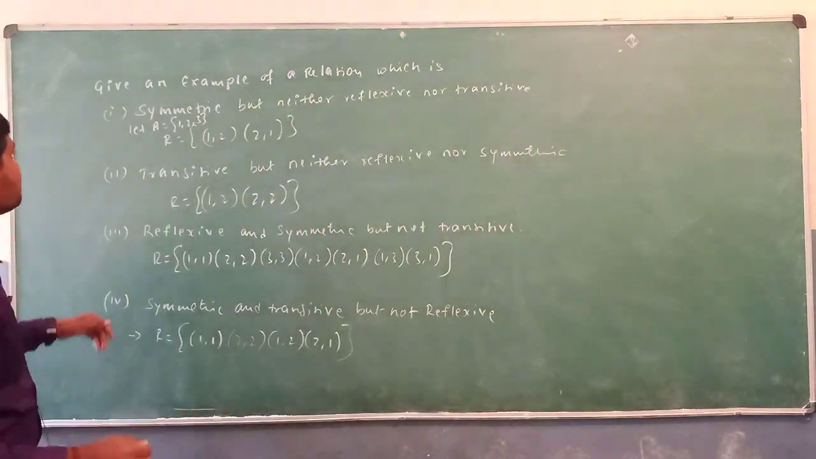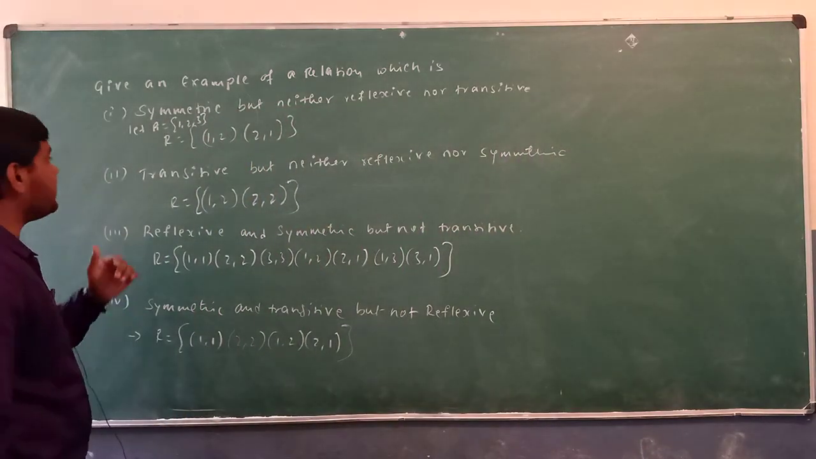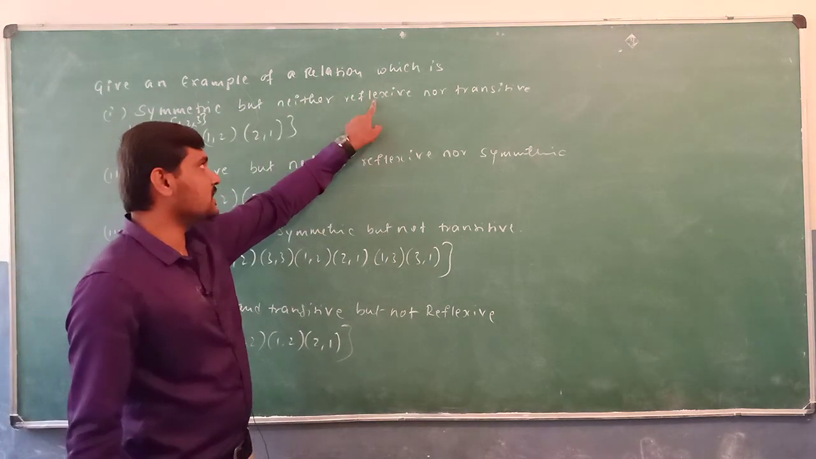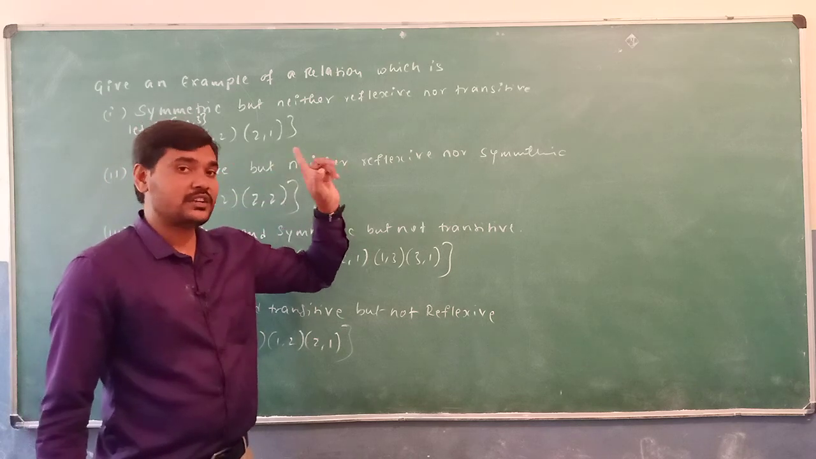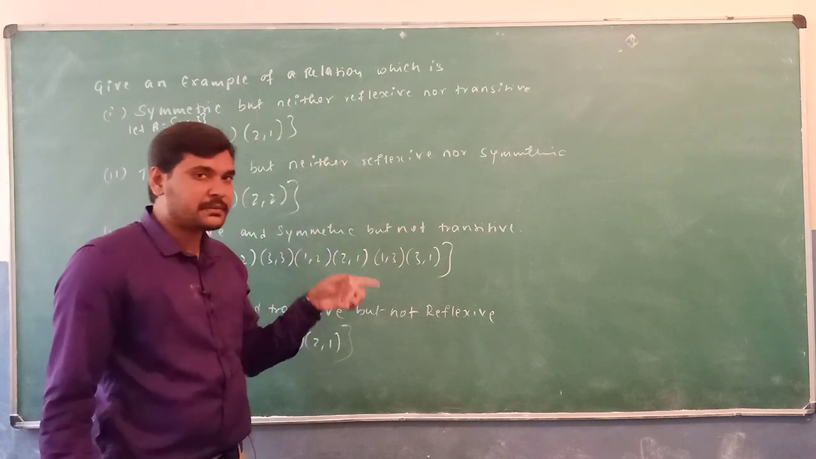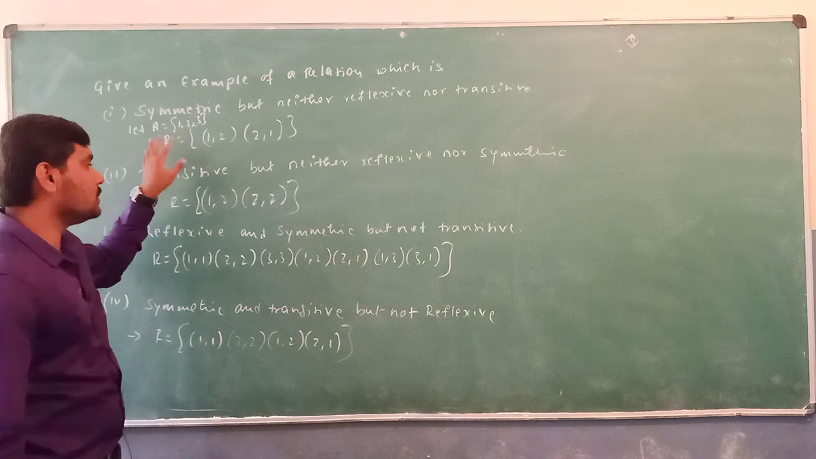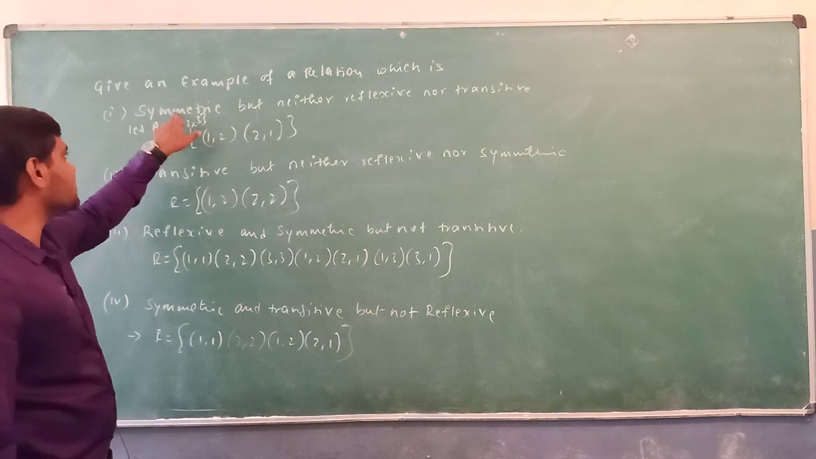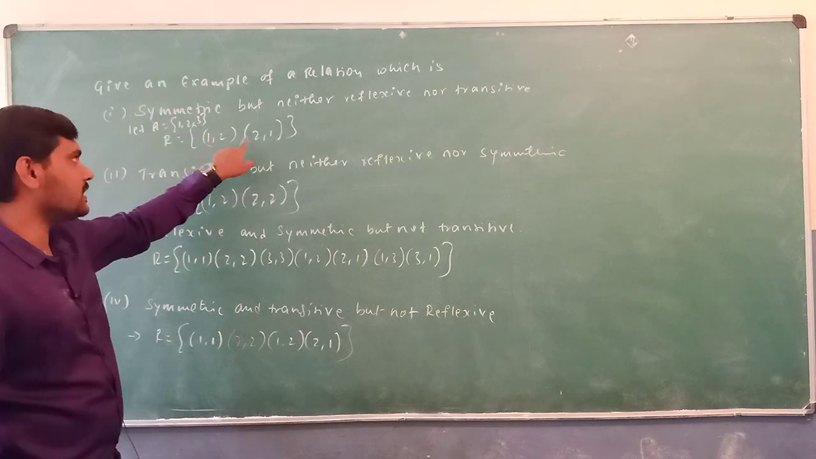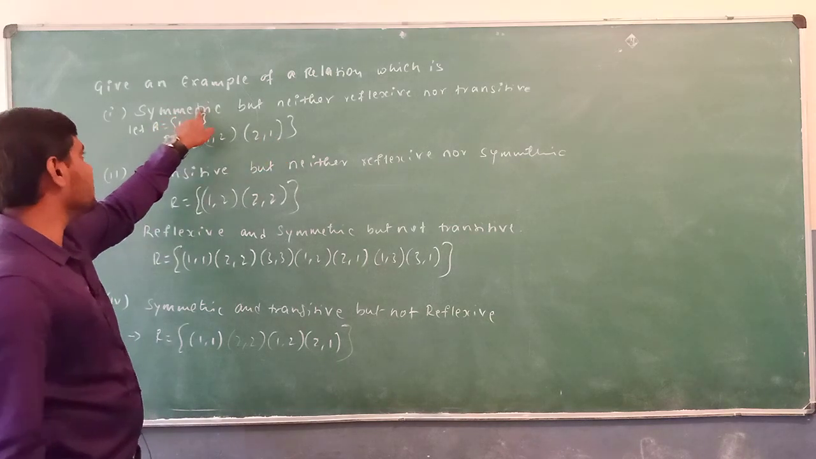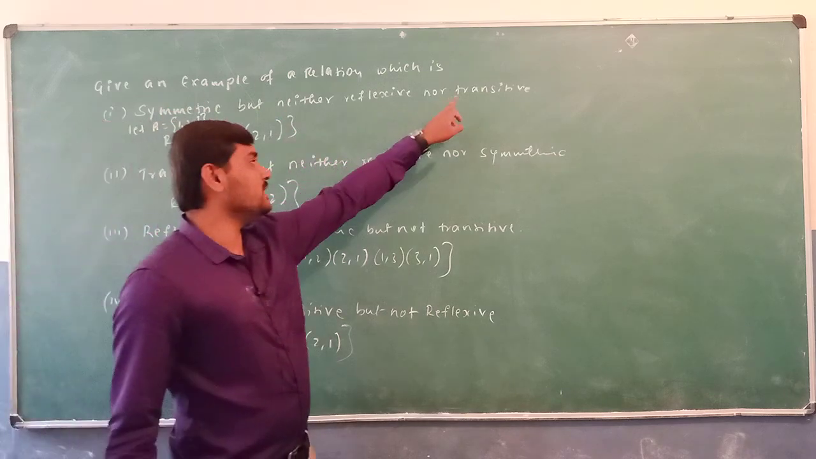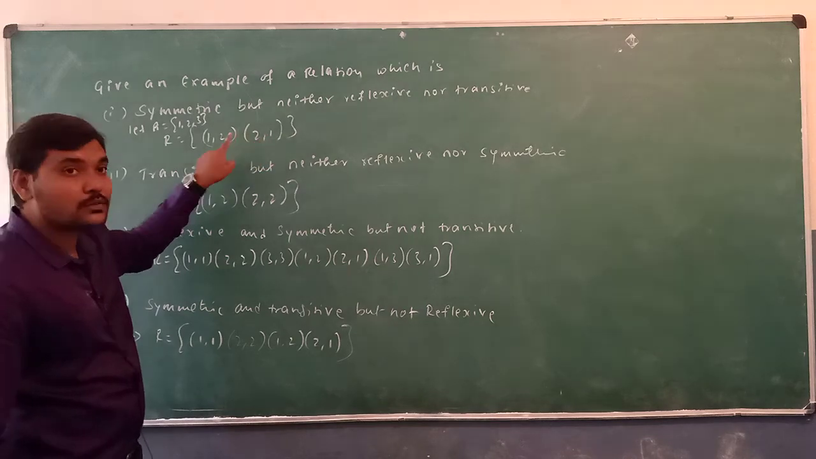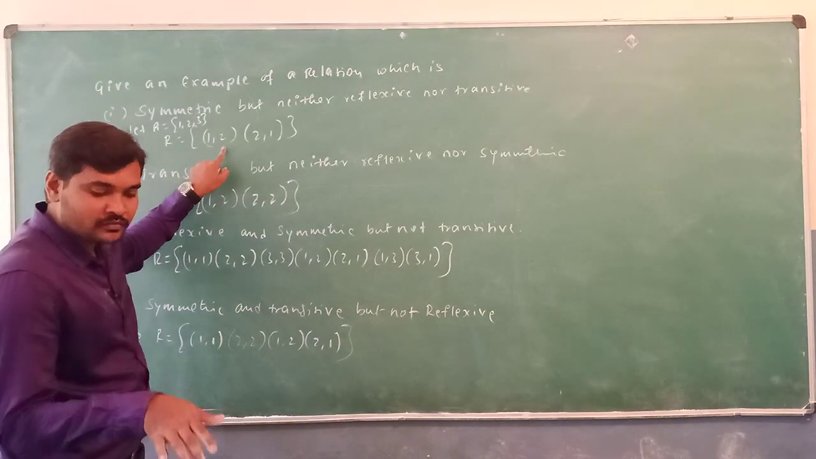So give an example of a relation which is symmetric but neither reflexive nor transitive. Already I have mentioned that in a reflexive relation (1,1), (2,2), (3,3) has to be present in R, but in the given relation (1,2), (2,1) it obeys the symmetric property. (1,2), that is (a, b), is there, (b, a) is there, so it is a symmetric relation, but it is not going to be transitive because (1,2) is there, (2,1) is there, but (1,1) is not present in R.